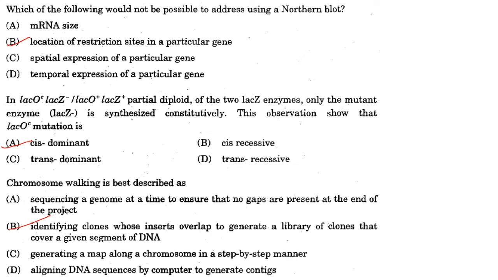Now chromosome walking is described as. Answer is option B, identifying clones whose inserts overlap to generate a library of clones that cover a given segment of DNA.